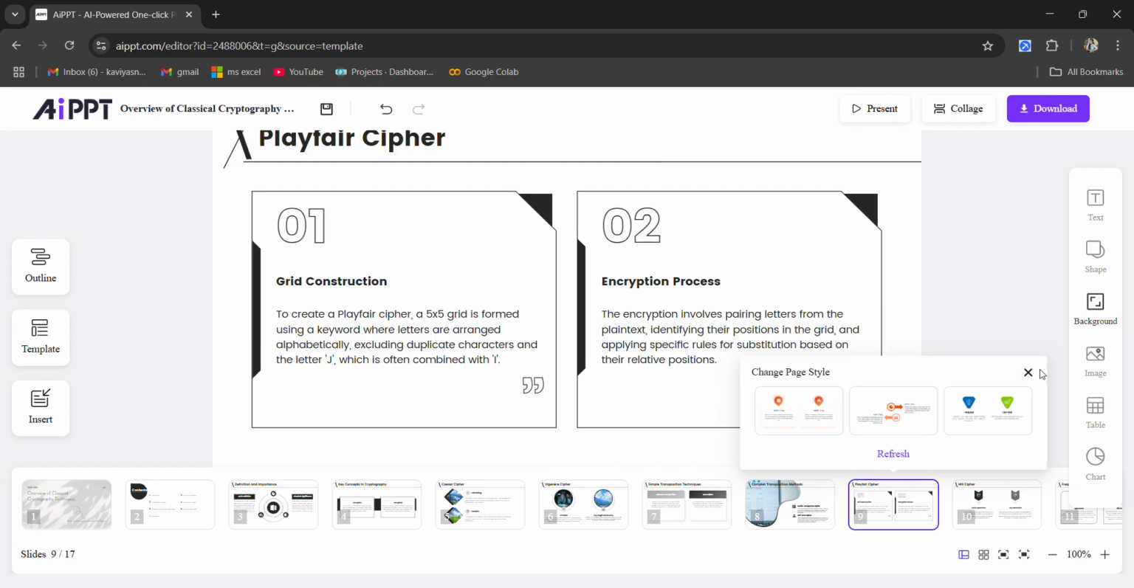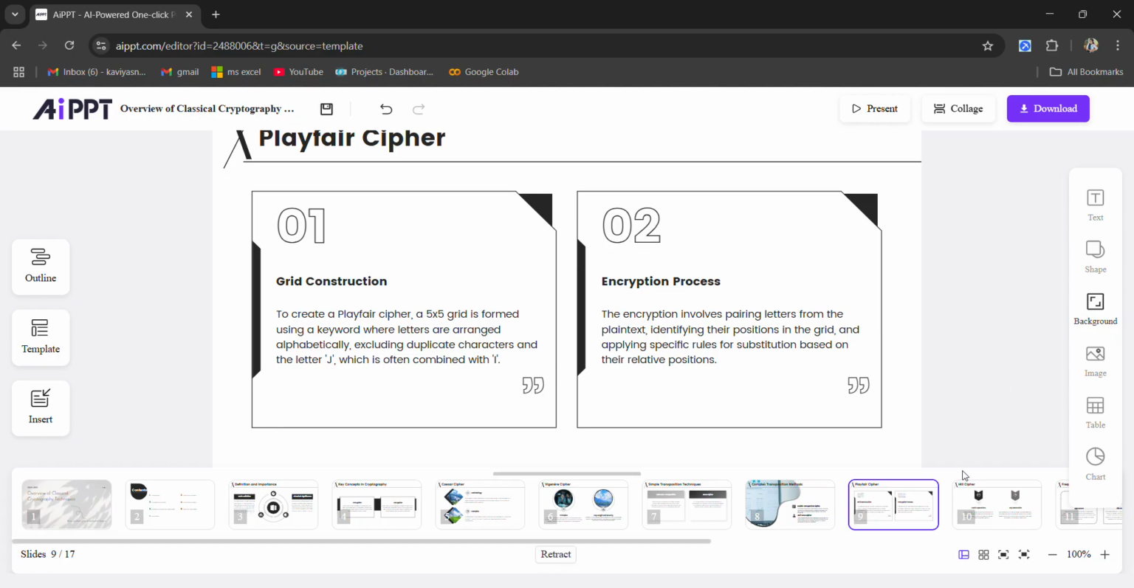To create a Playfair cipher, a 5 by 5 grid is formed using a keyword where letters are arranged alphabetically, excluding duplicate characters, and the letter J, which is often combined with I. The encryption involves pairing letters from the plain text, identifying their positions in the grid, and applying specific rules for substitution based on the relative positions.